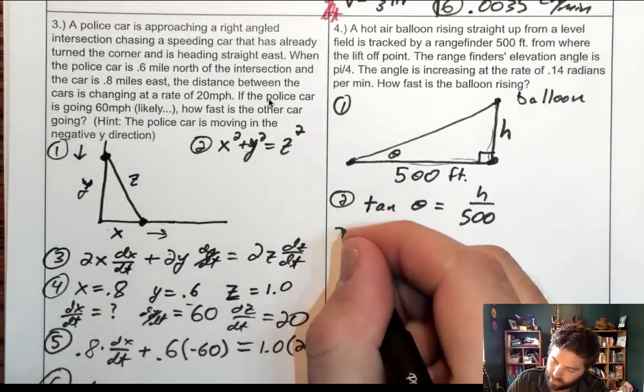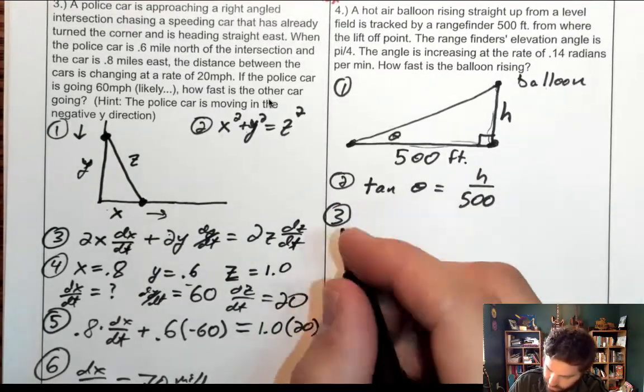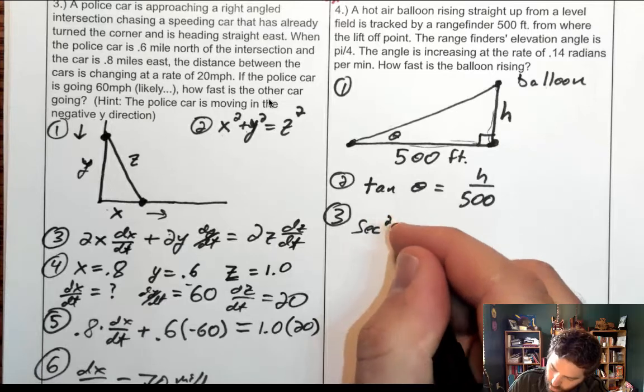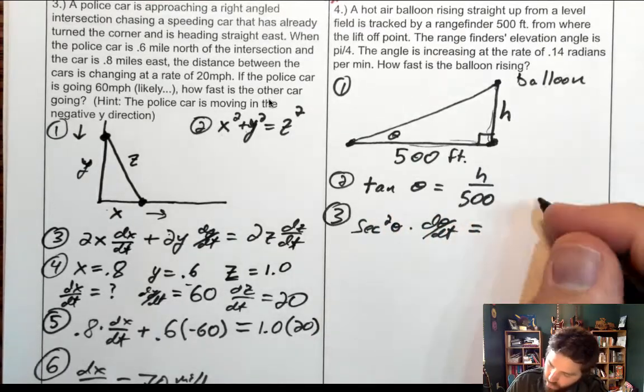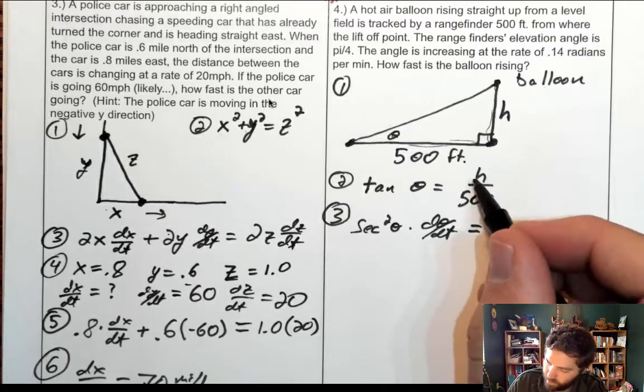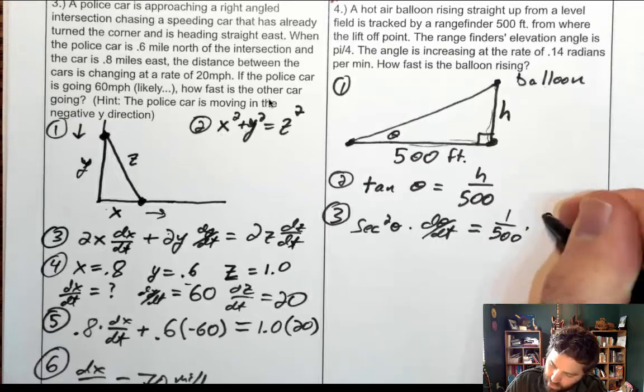Step 3 is take the derivative. So when we differentiate tangent, we'll get secant squared theta times d theta/dt, which is equal to, this will just be 1 over 500 times dh/dt.